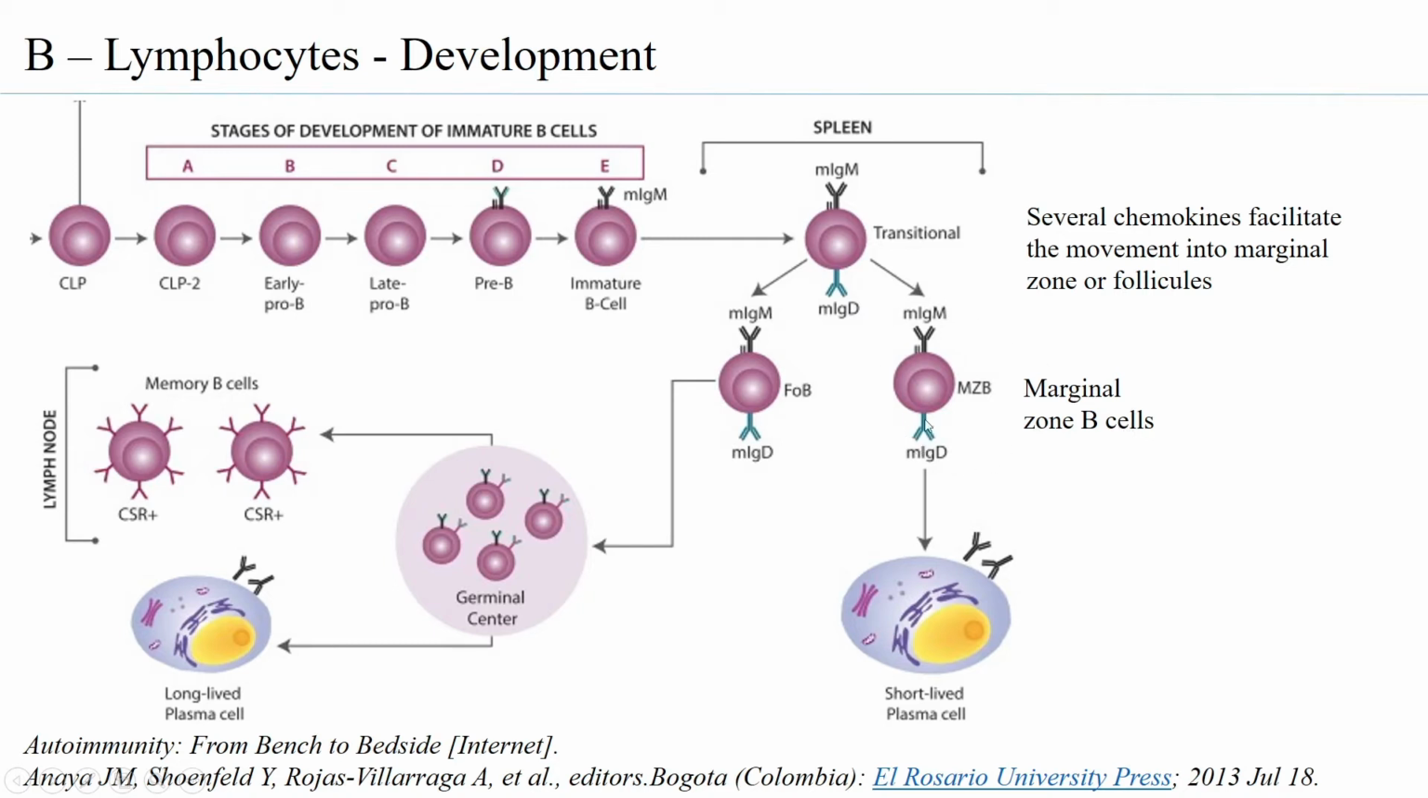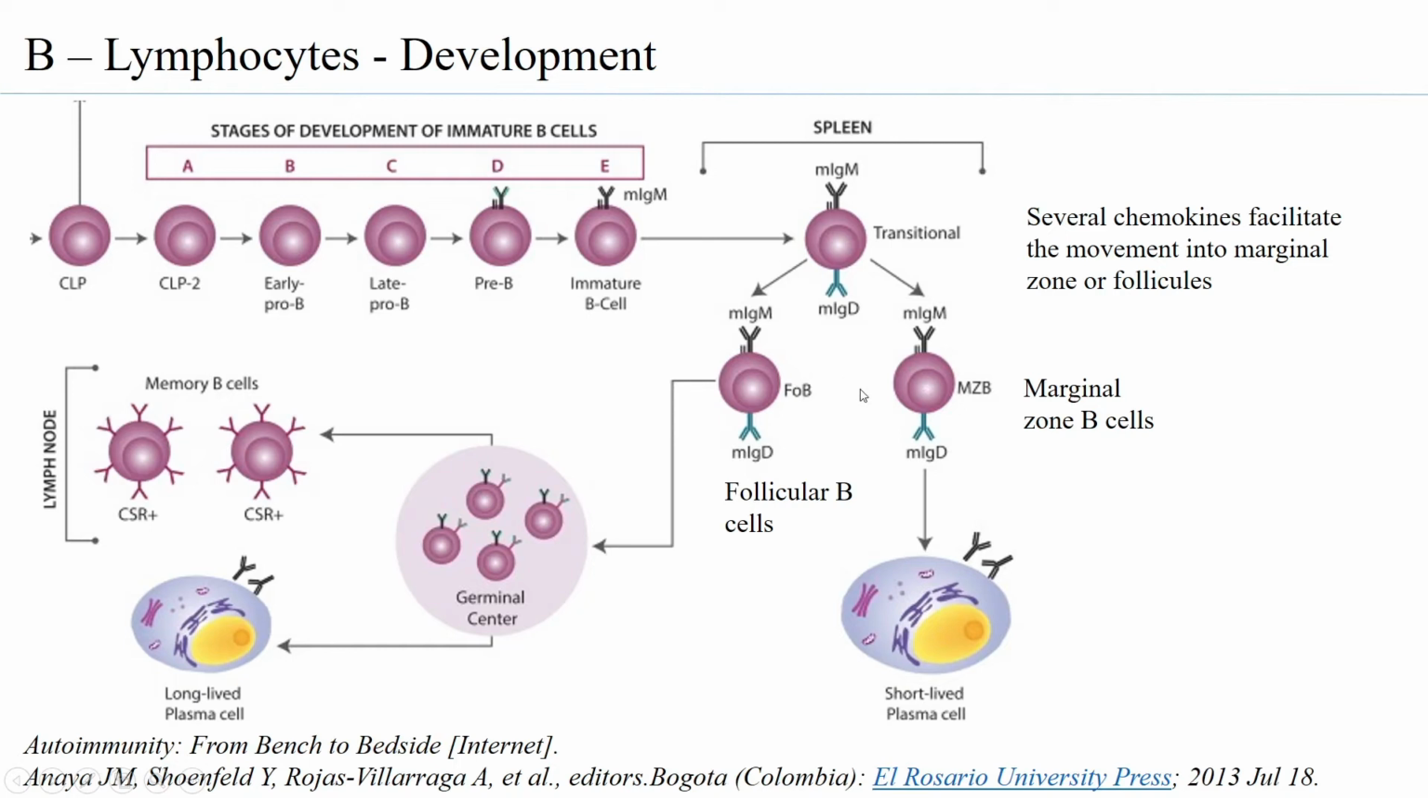Another subset of B cell that can be formed is, as the transitional B cells move to follicles, what are called follicular B cells. So you can already see that both the marginal zone B cells and the follicular B cells, apart from having the membrane bound IgM, also have the membrane bound IgD. Therefore, on the B cell receptors present on the transitional B cell types, one can already observe the presence of two types of immunoglobulins on the surface.